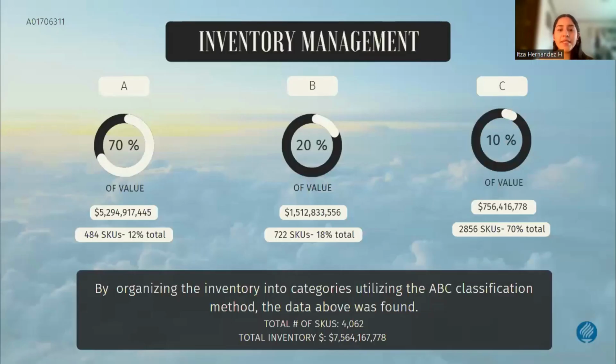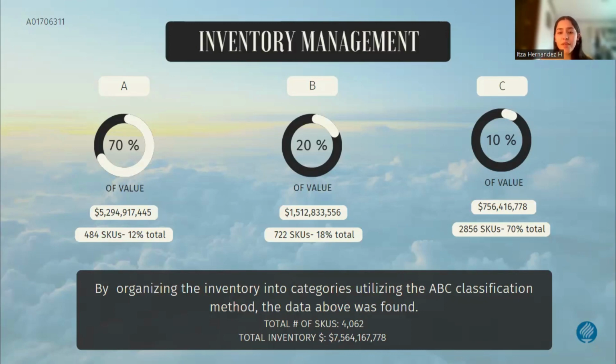Now, I utilized the ABC classification method in order to identify the three categories of products that most influence the company and least influence the company, right? Now we find that category A has a total of 12% of inventory with 484 SKUs, and these 12% create 70% of the value, represented in over 5 million Mexican pesos. On the other hand, we see category C with 70% of the total inventory, creating only 10% of the value. There's also category B, which is the middle point of these three categories.